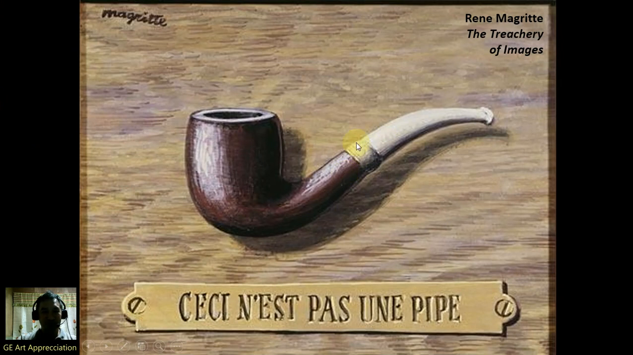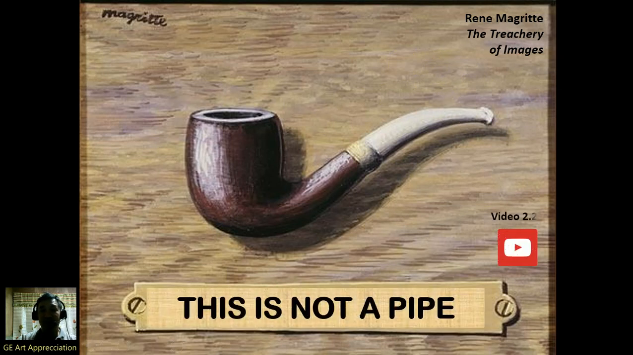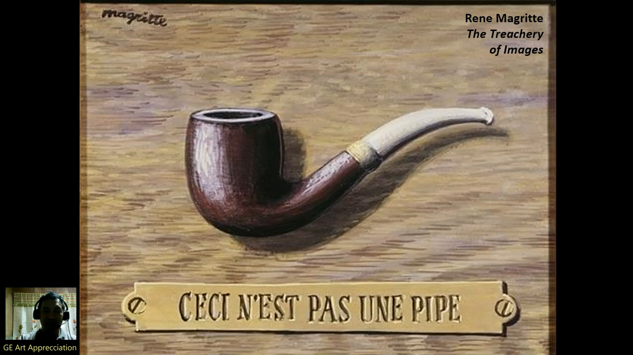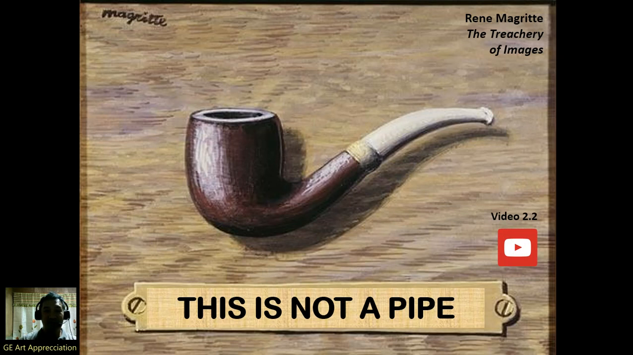So let's watch the video by René Magritte, The Treachery of Images. Ceci n'est pas une pipe. Okay, the treachery of images. Let's watch the video, or you can watch the video. It says there, the treachery of images. This is not a pipe. Ceci n'est pas une pipe. It says here, this is not a pipe. So please watch the video.